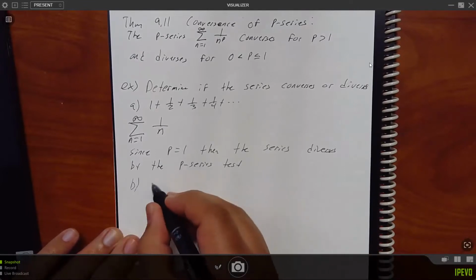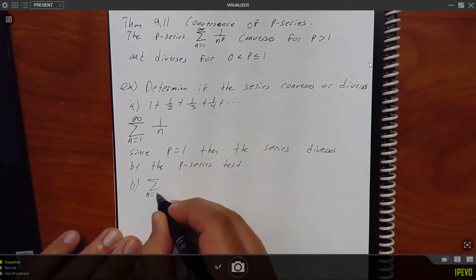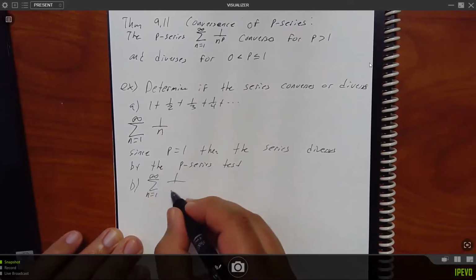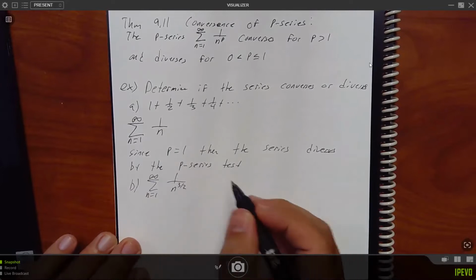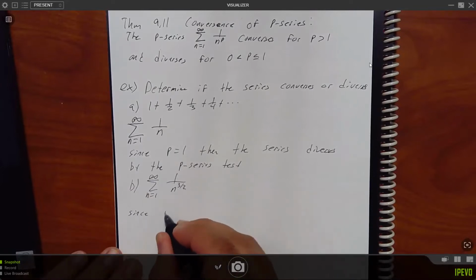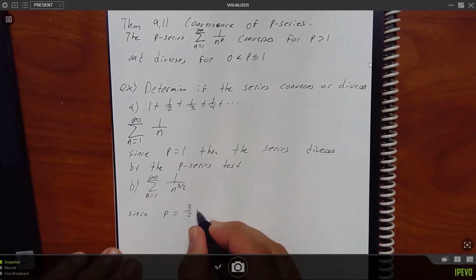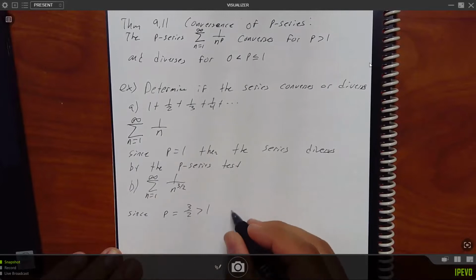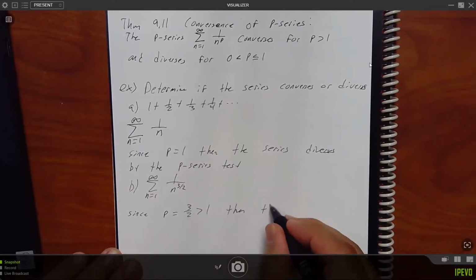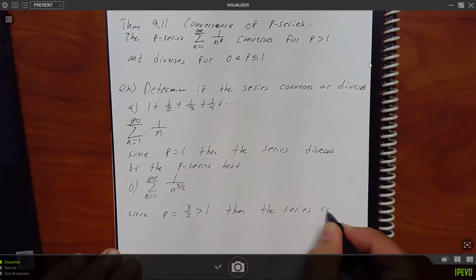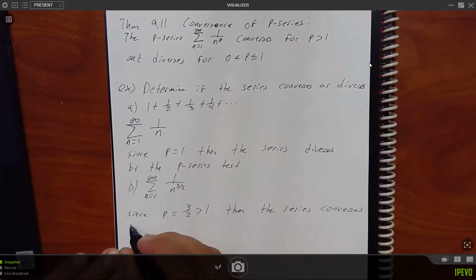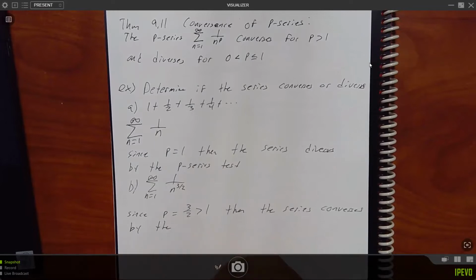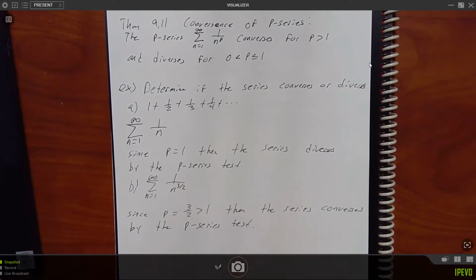So we had another one, let's say, real quick. 1 over n to the 3 halves. You would say since P is equal to 3 over 2, which is greater than 1, then the series converges by the P series test. The P one's pretty easy, right? You just look at the power.